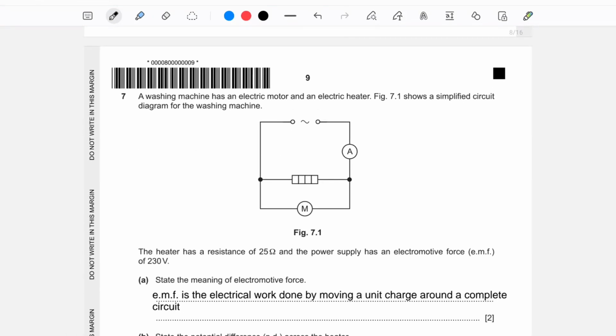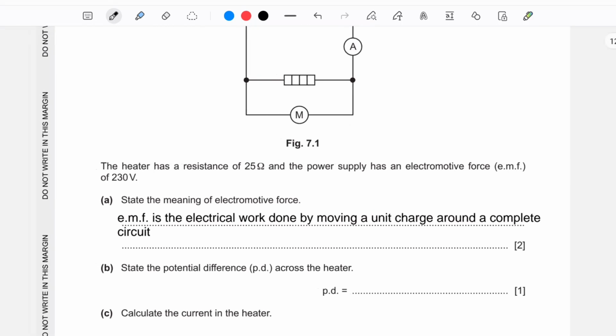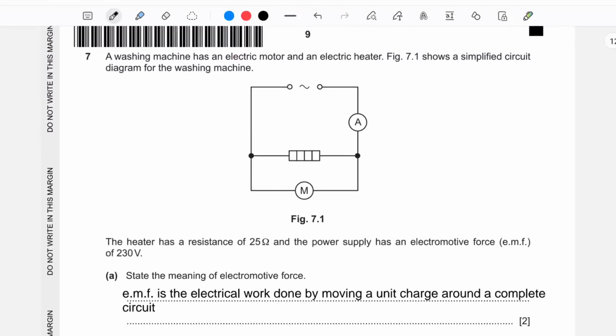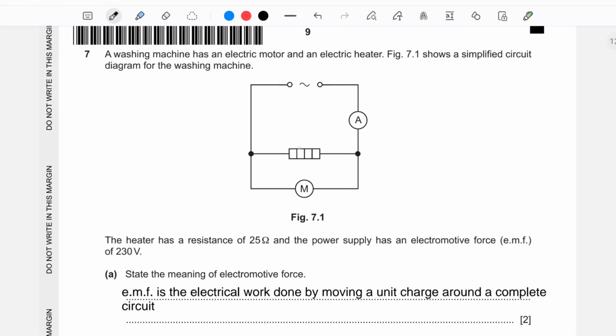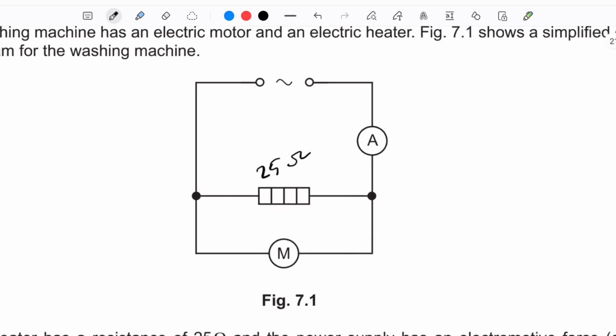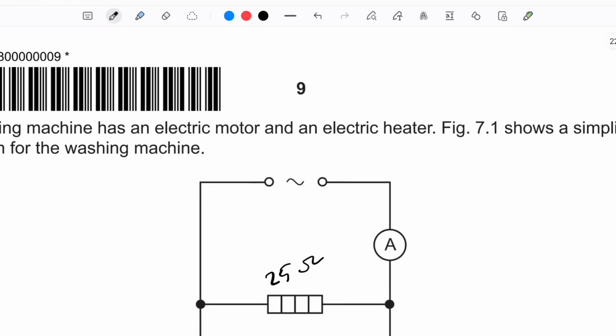A washing machine has an electric motor and an electric heater. Figure 7.1 shows a simplified circuit diagram for the washing machine. The heater has a resistance of 25 ohms, and the power supply has an EMF of 230 volts.